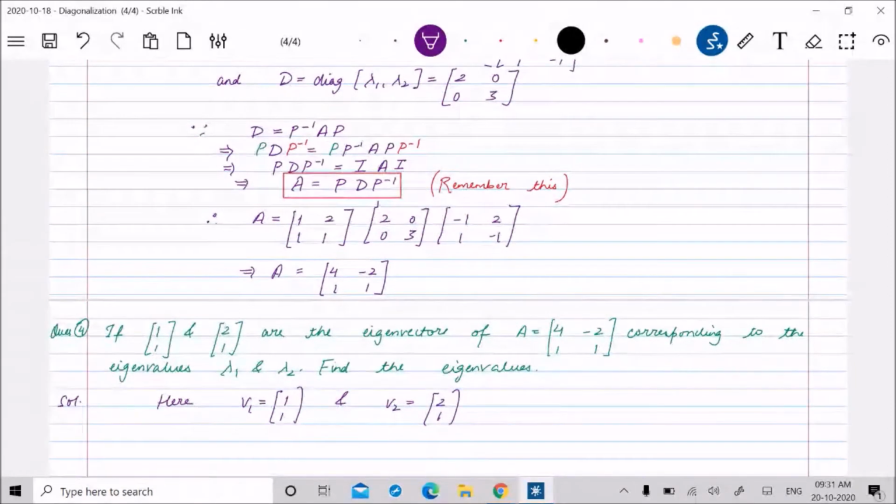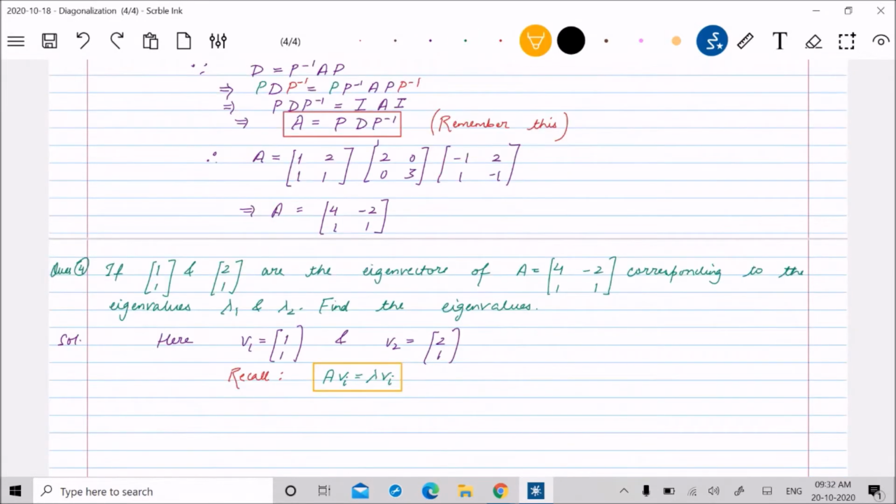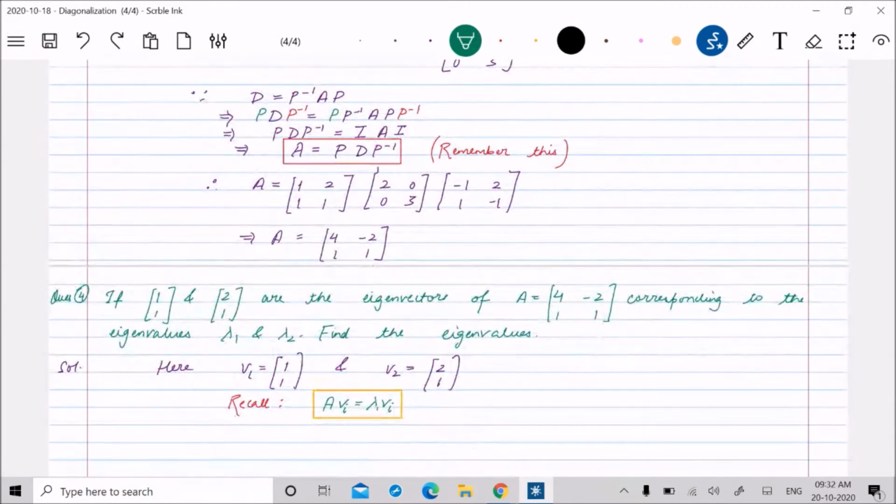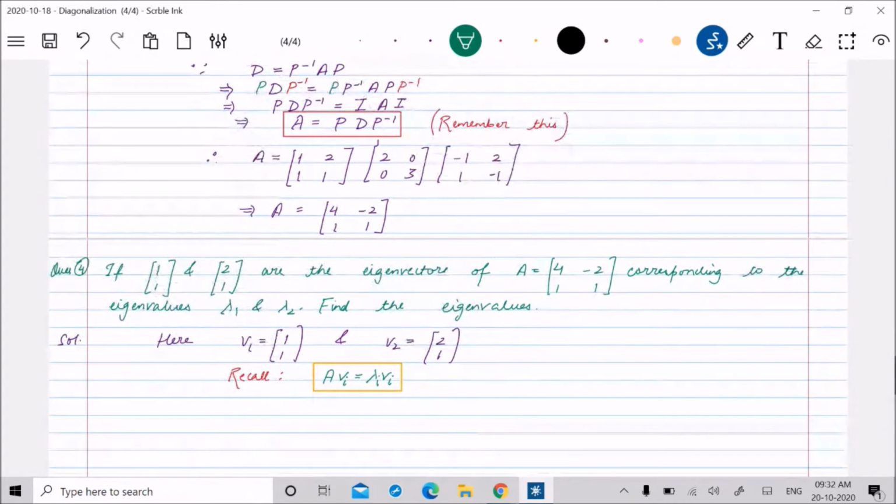And note that, you should recall that what is an eigenvector? What is the property of an eigenvector? If you multiply the eigenvector with matrix A times V, then the answer is always lambda times of V. This is the property you should remember. Property of eigenvalues and eigenvectors, right? And we should write A V i equal to lambda i V i. Okay.